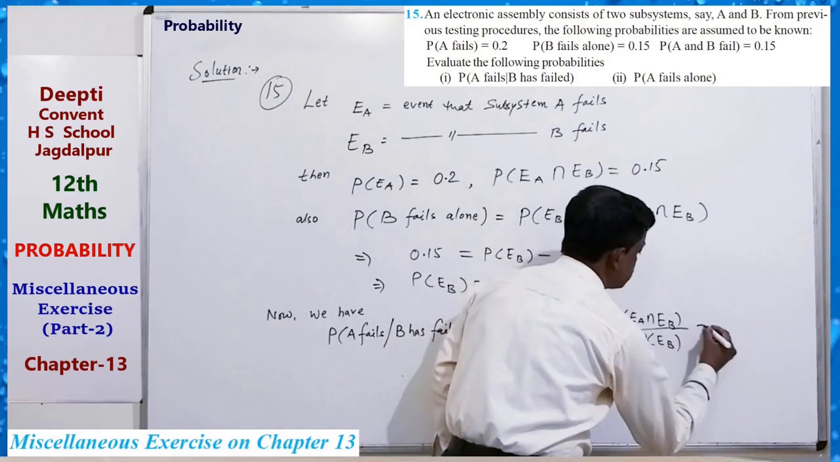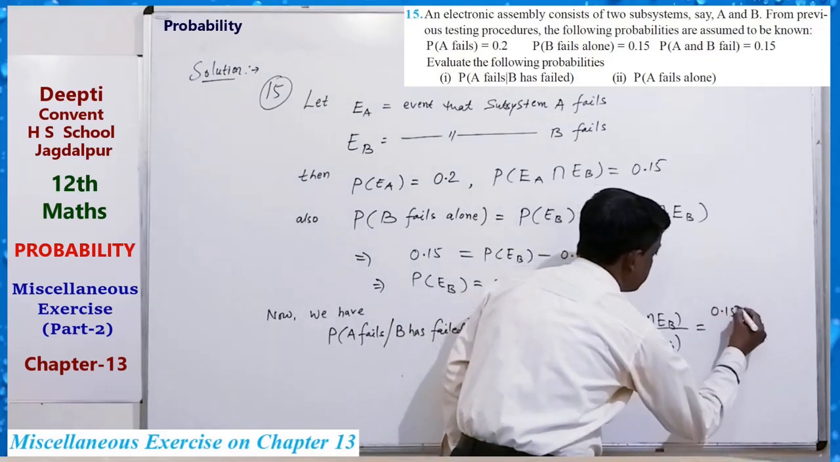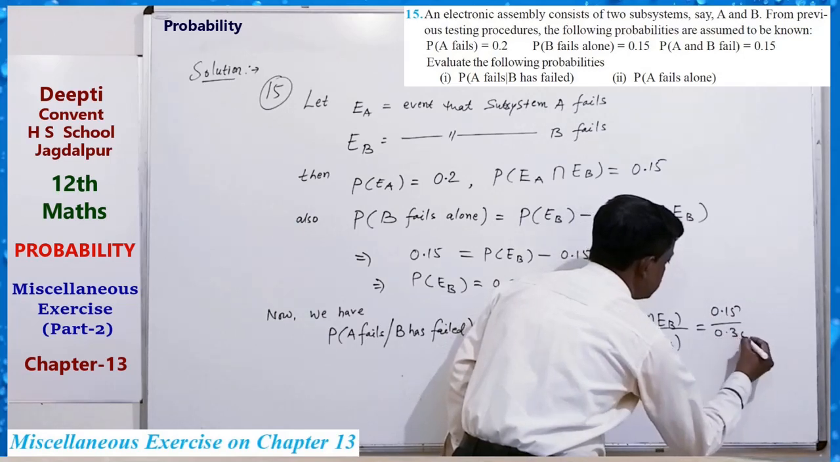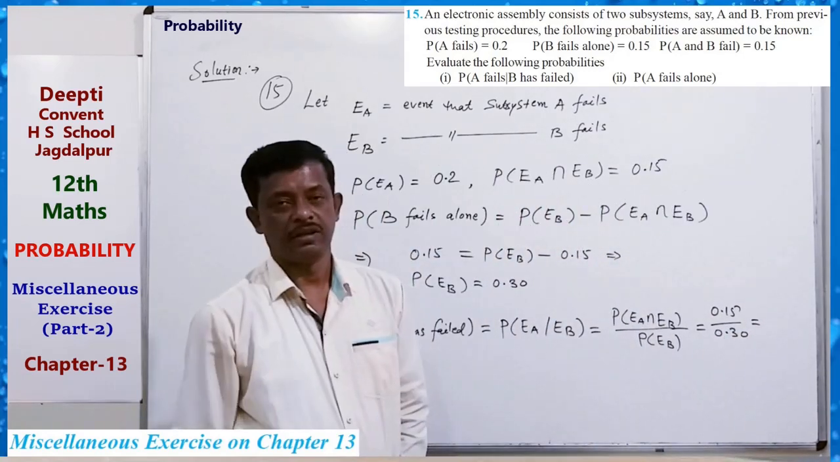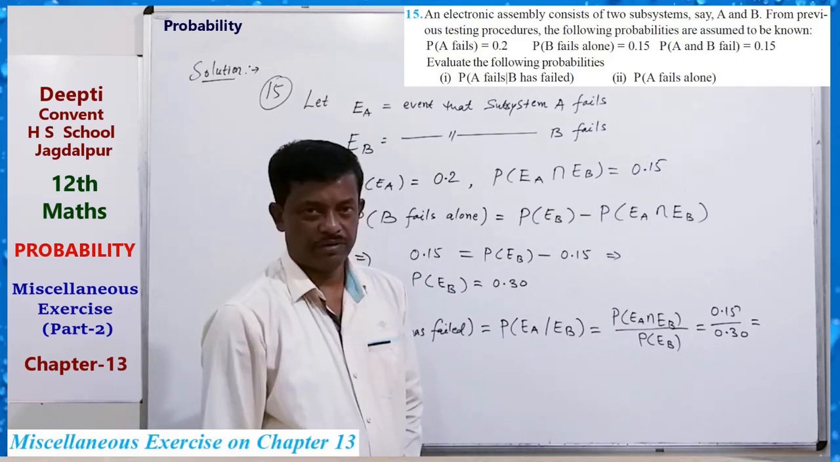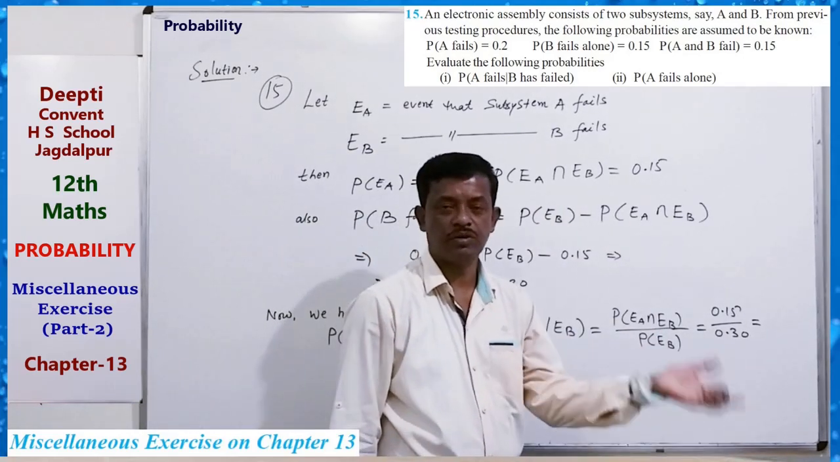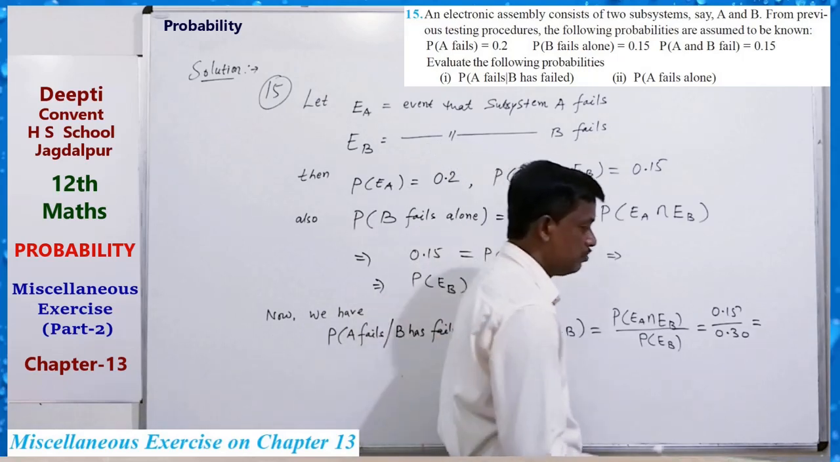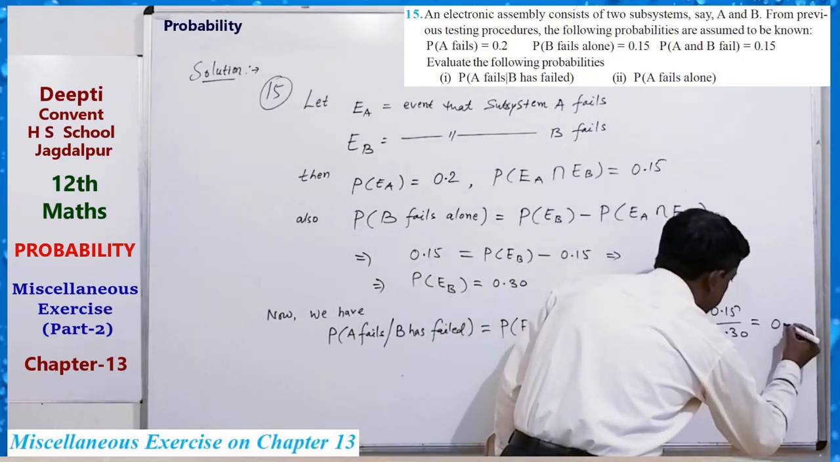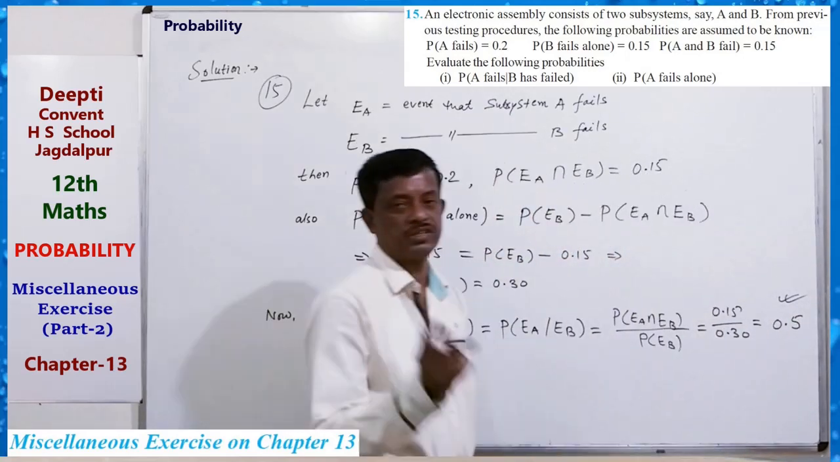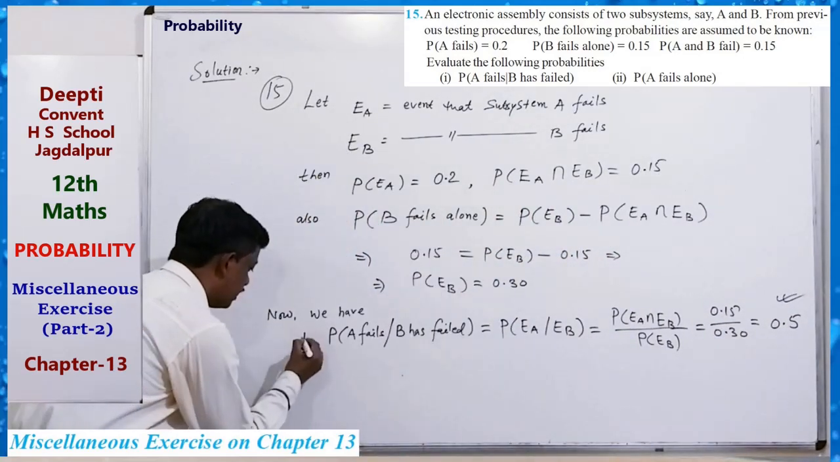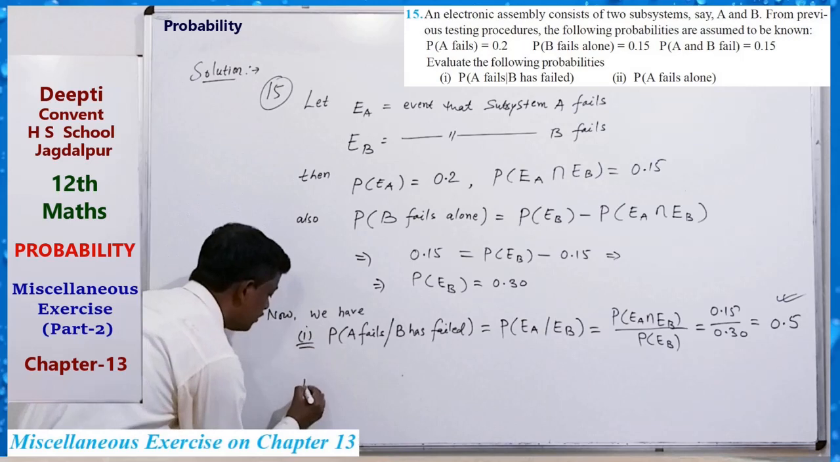So this is equal to 0.15 upon 0.30. So this is equal to what? 0.5, just 0.15 by 0.30 is 1 by 2. So 0.5. Okay, 0.5. This is our first answer. And the second, what is your second?